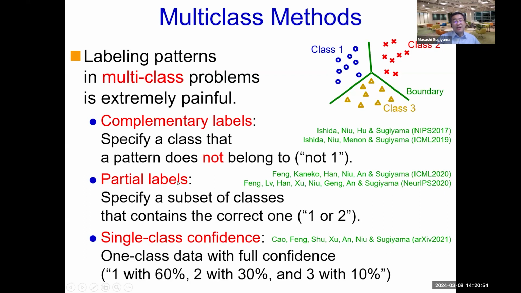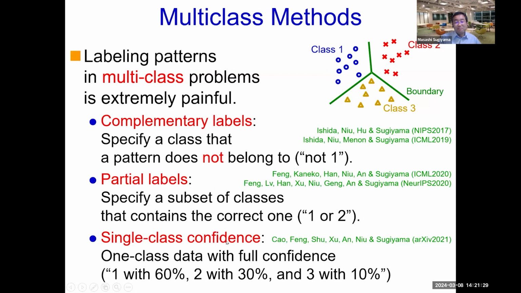Then partial labels are a slight extension of complementary labels, and this has been studied for many years. A partial label specifies a subset of classes that contains the correct one. Like this sample belongs to either class 1 or 2, or this image contains either a dog or a cat. So it's an or label, an ambiguous label. Complementary label is a special case of partial labels, and essentially we can utilize similar approaches to solve the problem.